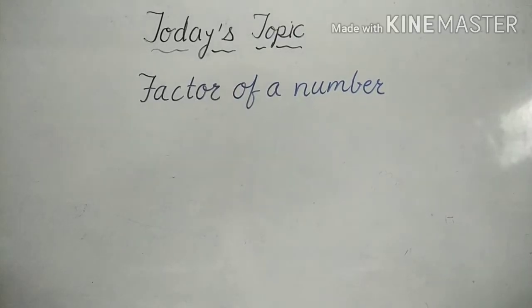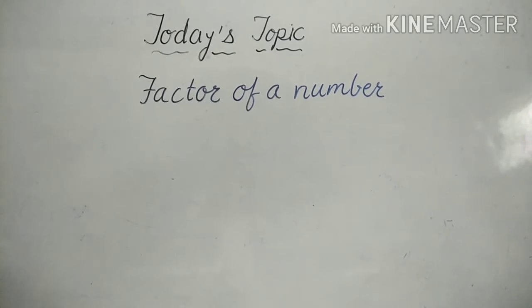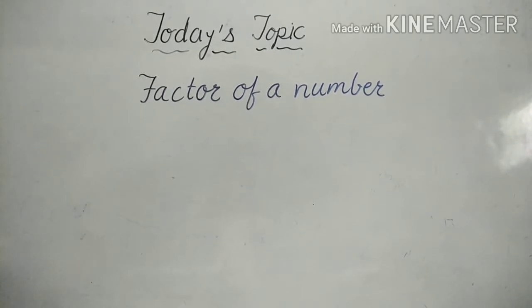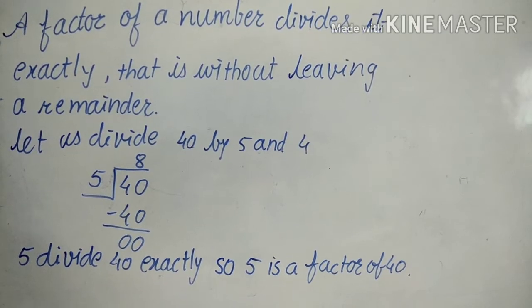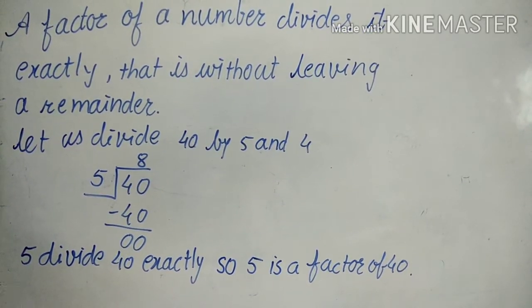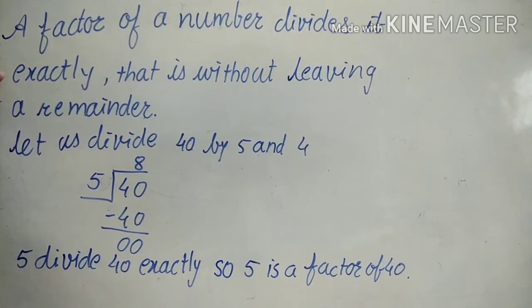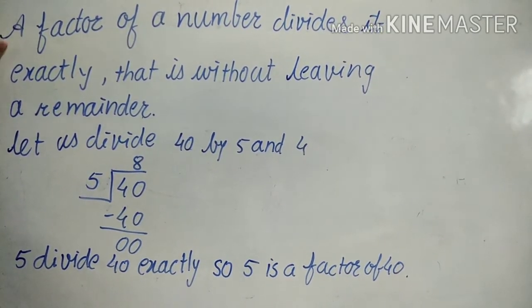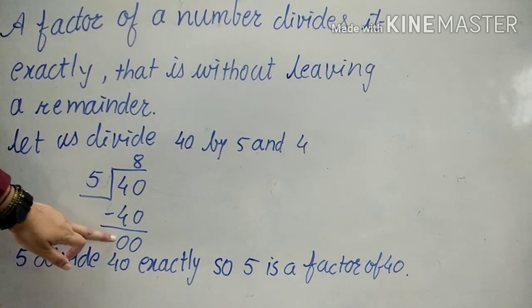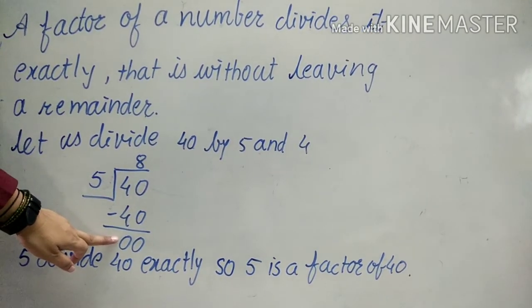Today's topic is factor of a number. So today we will see how to find the factor of a number. Let us see what is a factor. A factor of a number divides it exactly, that is without leaving a remainder. That means the exact division should be there, no remainder should be there, only the remainder should be 0.